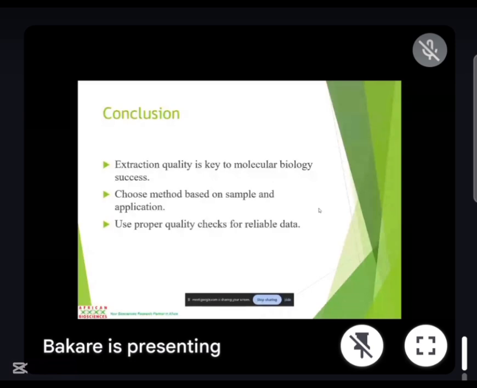So conclusion, extraction quality is key to molecular biology success.